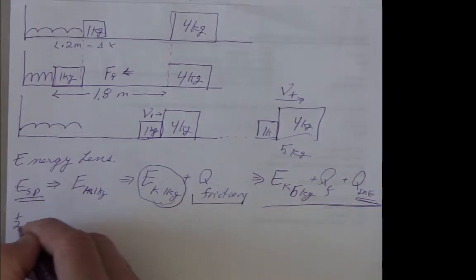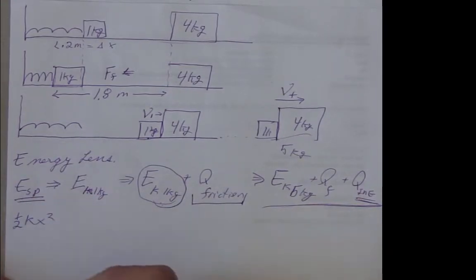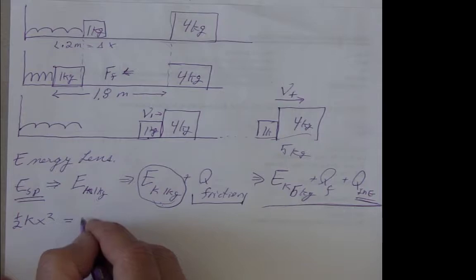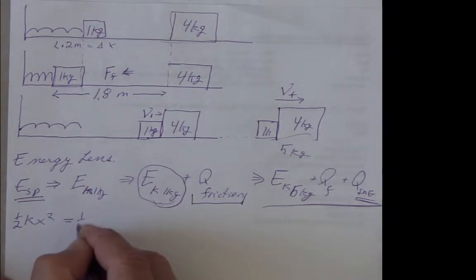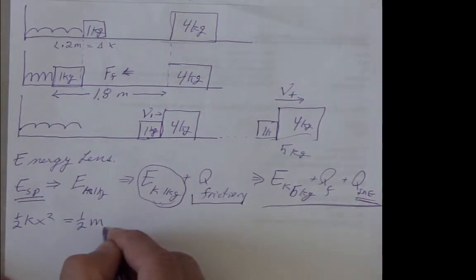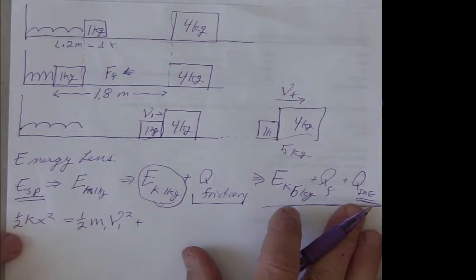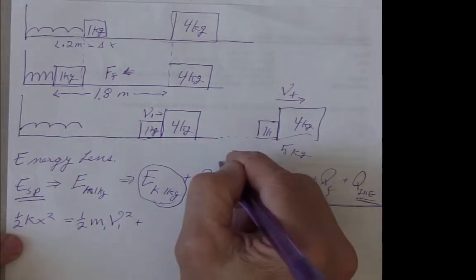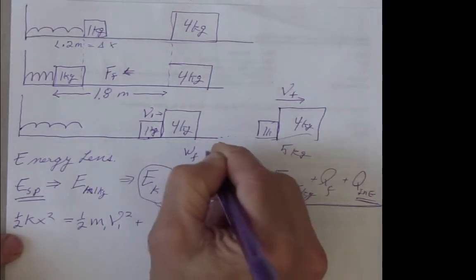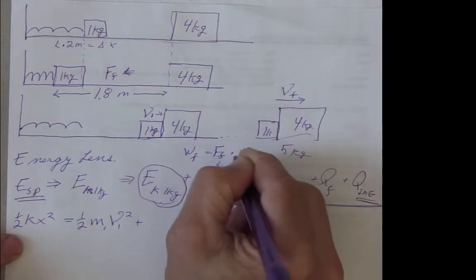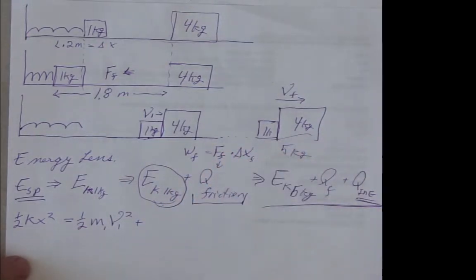This is 1/2 kx squared. And this turns into the kinetic energy of the 1 kilogram mass. That'd be 1/2 m of the 1 kilogram v1 squared. And this heat given off is the work done by friction. So this is work of friction, which is force of friction times delta x, where friction is acting.